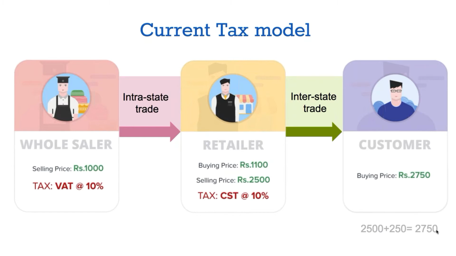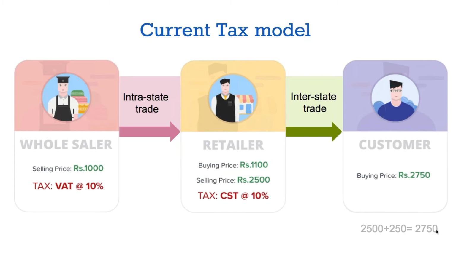So when you make the sale, a VAT of 10% would be applied upon it, and the retailer buys the product for a total of rupees 1,100. So now the retailer adds a value of 1,400, and then he makes the sale to another retailer or a customer across a different state.